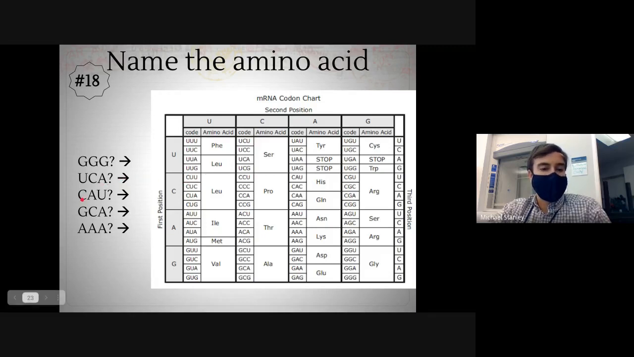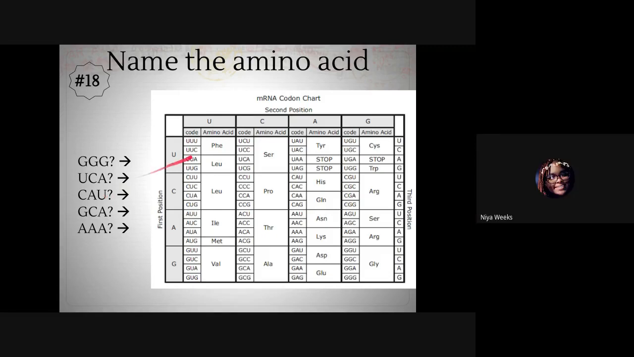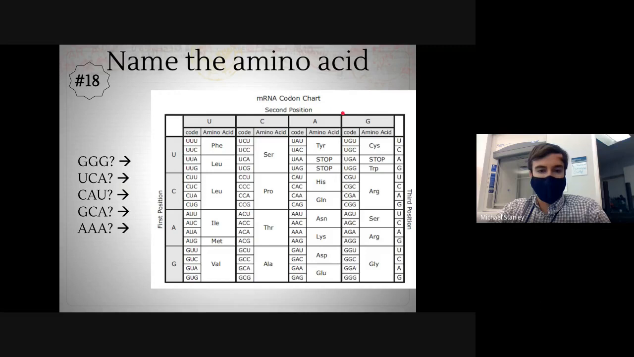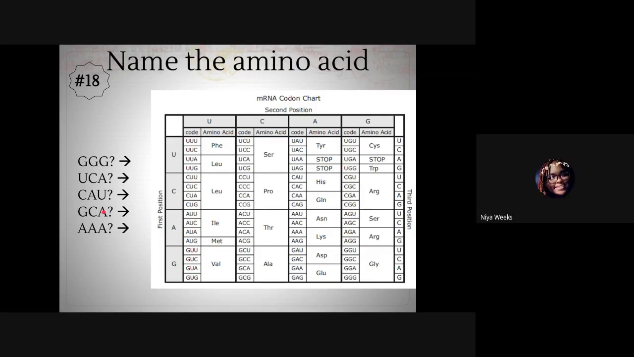Nice. What about CAU? What amino acid are we going to get from CAU? HIS. Yep, exactly. C is right here, A is right here, and U is the very top box. So CAU gives us HIS, which is short for histidine. Good, very good. All right, what about GCA? What amino acid is GCA going to give us? ALA.